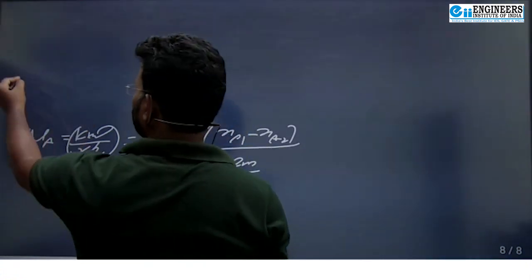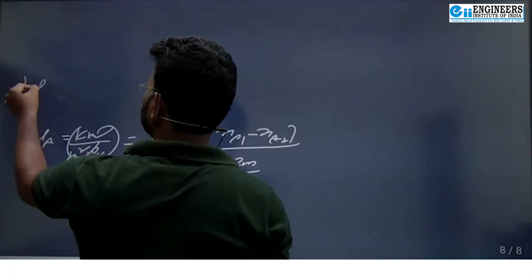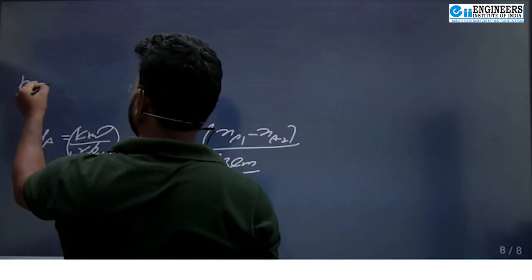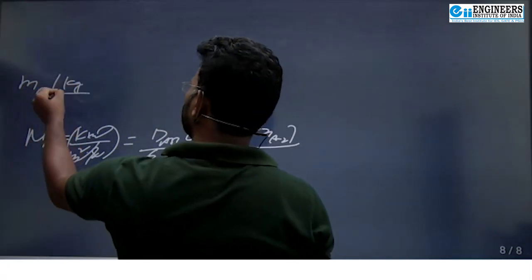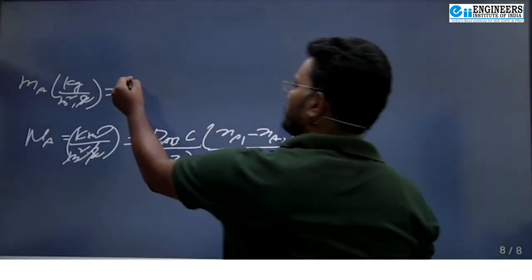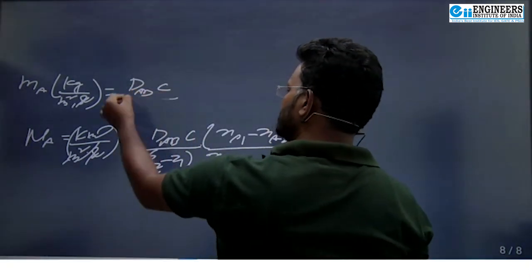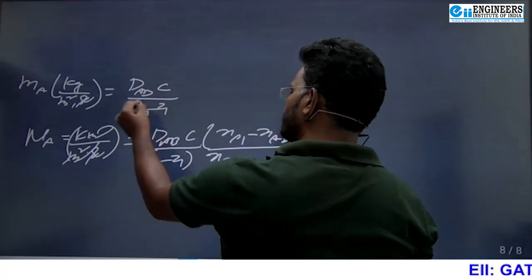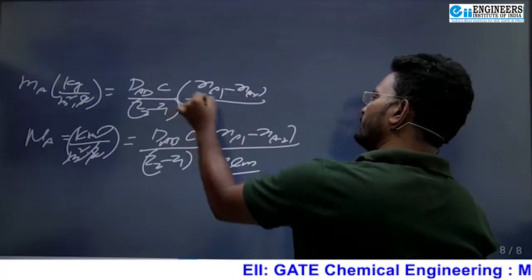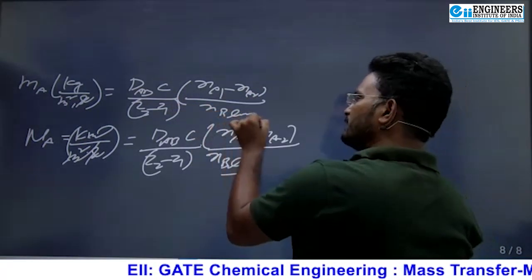Let's say WA is called as, or let's assume MA, mass flux. Let's write MA in kg per meter square per second, mass flux. What change will we find here? I am going to take the same formula, DAB C (Z2 minus Z1), (XA1 minus XA2) upon XBLM. What is the change here?